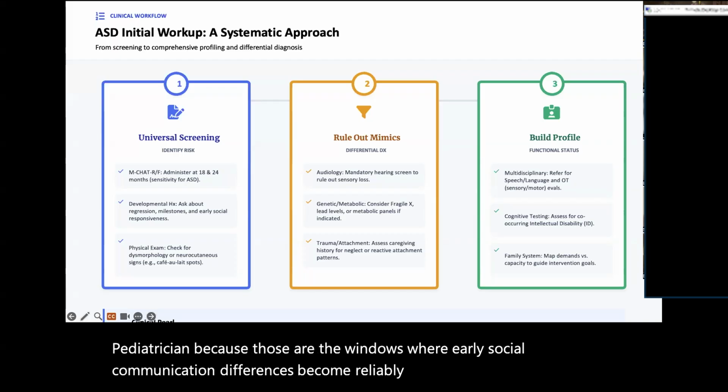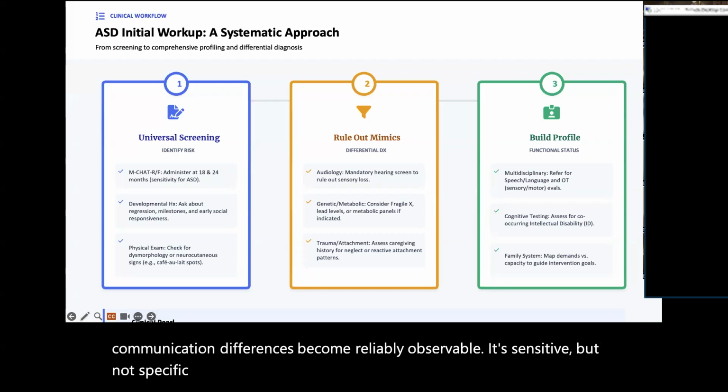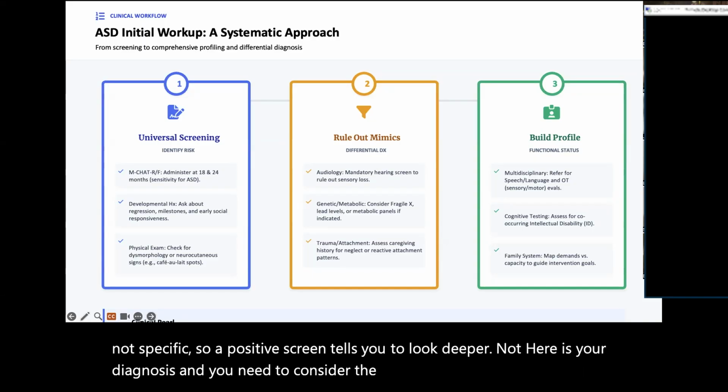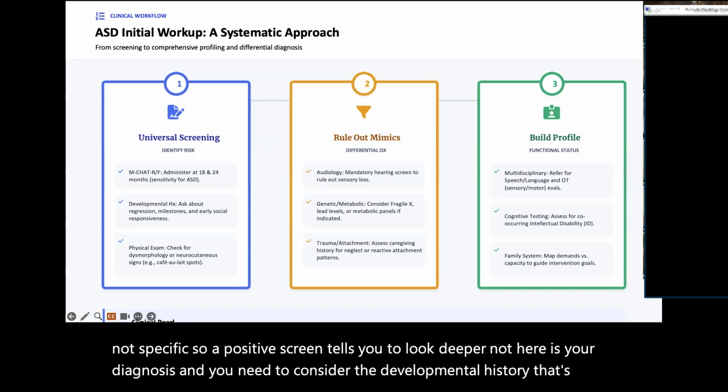It's sensitive but not specific. So a positive screen tells you to look deeper, not here is your diagnosis. And you need to consider the developmental history. That's equally important to ask about regression.